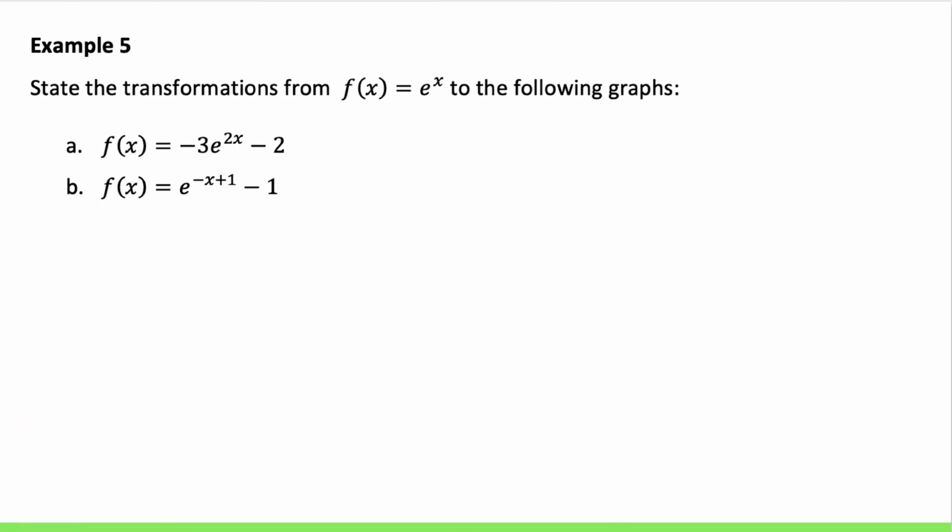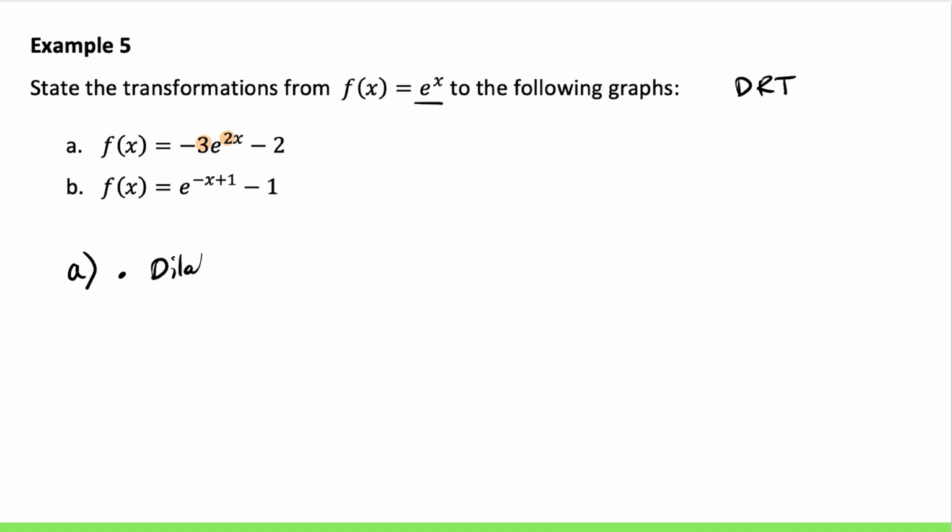Okay, so just starting off with some basics, state the transformations from the graph of e to the power of x to the following graphs. Because these are all really straightforward, we don't have to do the dash method. So we're just going to remember that we use DRT, thinking about our dilations, reflections, and translations. So starting with part A, I can see that we've got two dilations. There's the 3 and the 2.